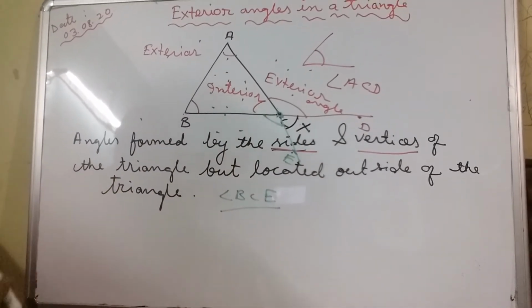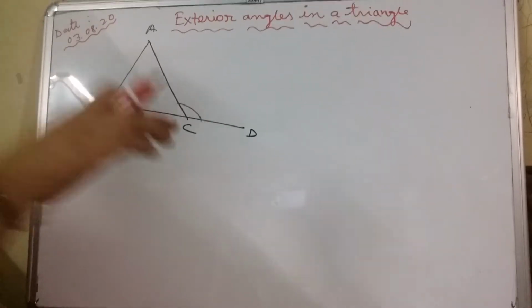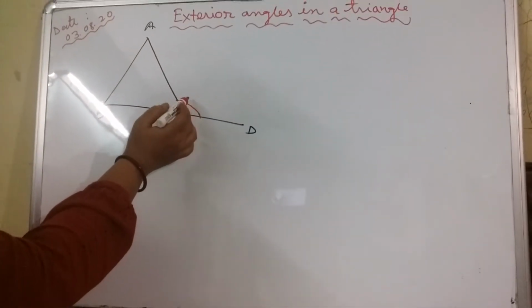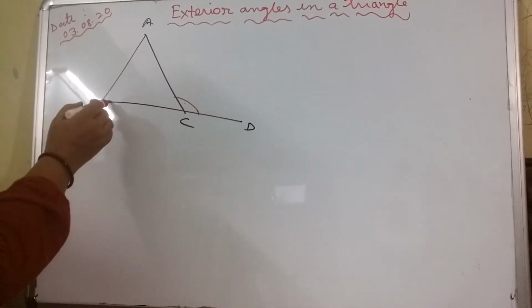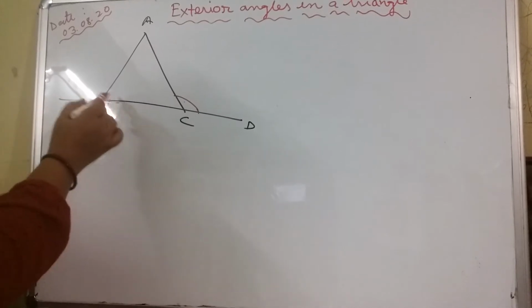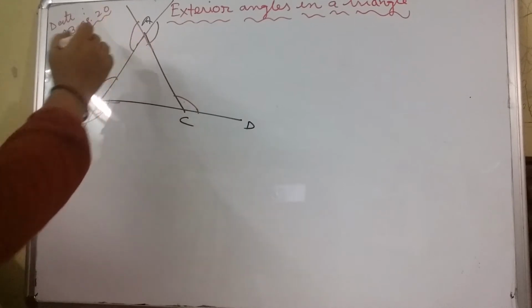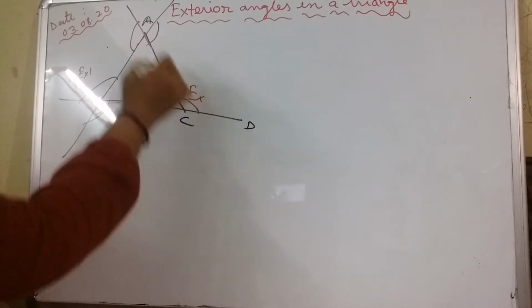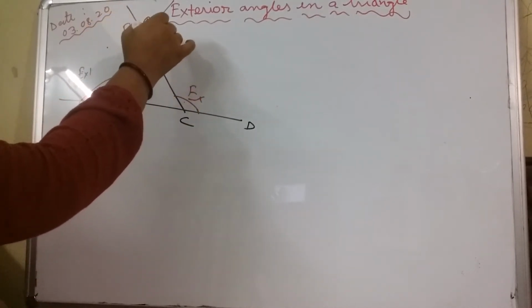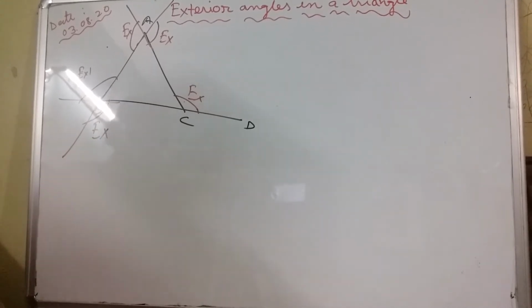Understood what is an exterior angle and what is an interior angle? It's not always only this one exterior angle. If I extend this line, this will also be an exterior angle. If I extend this line, this angle, this angle, this angle will all be exterior angles. Okay, now we'll study an interesting property of exterior angle.